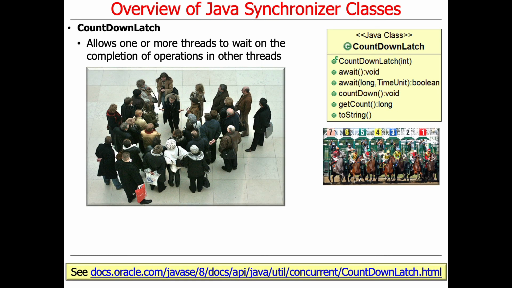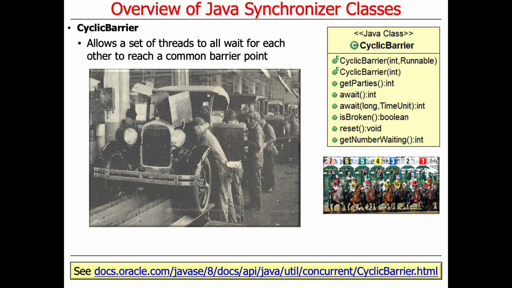So countdown latch, very simple. It allows threads to wait on something. And so when something completes, then the threads can start to do their thing. There's another variant of barrier synchronizer called a cyclic barrier. And it allows a set of threads to all wait for each other to reach a common barrier point. And a good example, I'm always looking for human known uses.